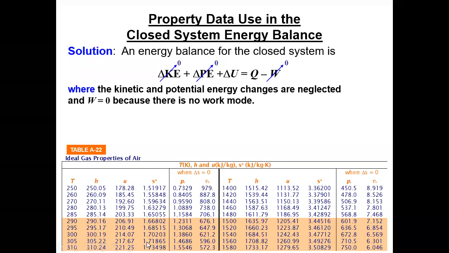Okay? Well, we have already discussed delta KE and delta PE, and our only relevant work mode here, we don't have any shafts or electric resistors or anything. The volume can't change, so we don't have any way for this thing to do work. There's no work interaction with the surroundings, so the W is 0. So it's going to boil down to what? Delta U is equal to Q, or Q is equal to delta U.